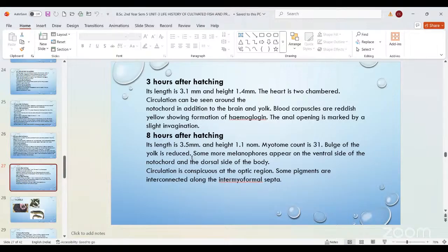Next, 8 hours after hatching. Its length is 3.5 mm and height 1.1 mm. Myotome count is 31. Bulge of the yolk is reduced. Some more melanophores appear on the ventral side of the notochord and the dorsal side of the body. Circulation is conspicuous at the optic region. Some pigments are interconnected along the intermyotomal septa.